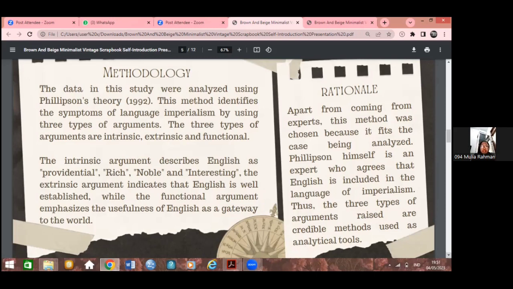All right, we move to the rationale. Why did we choose this methodology? Apart from the expert, this method was chosen because it fits the case being analyzed. Philipson himself is an expert who agrees that English is included in the language of imperialism. Thus, the three types of arguments raised are credible methods used as analytical tools. All right, that's all that I can say. Thank you. Back to the moderator.